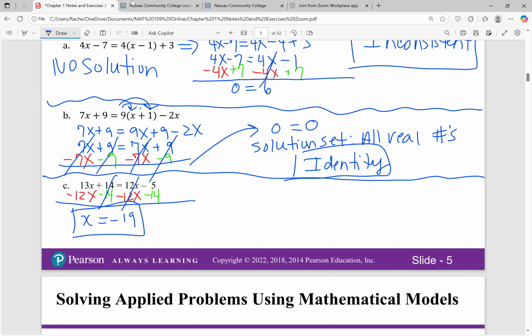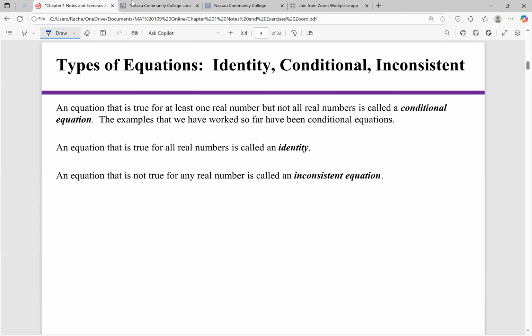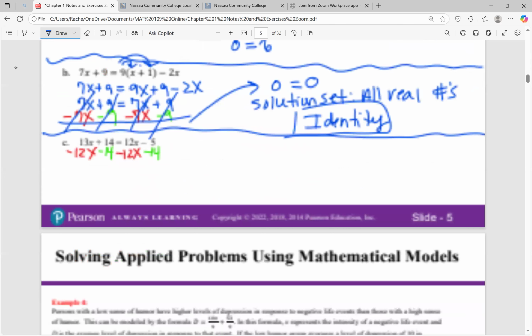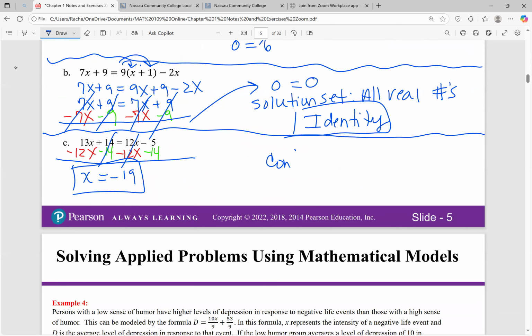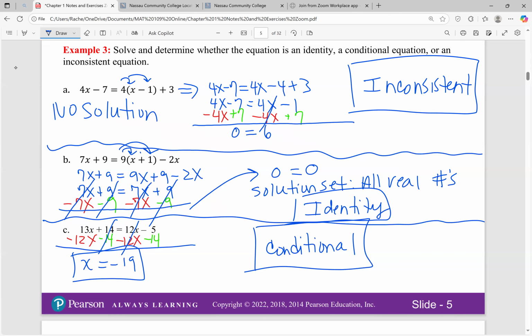But whenever we end up with an equation that has at least one real number for a solution, but not all real numbers, that's a conditional equation. So since we have exactly one solution, we consider this equation a conditional equation. So that is an example of each: an inconsistent equation, an identity, and a conditional equation.